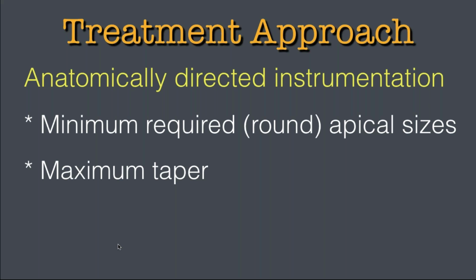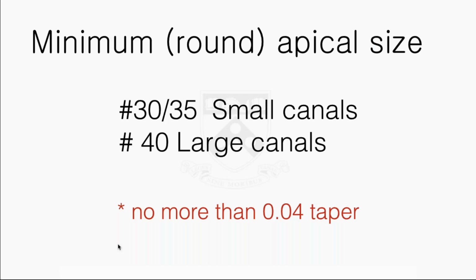We also need a maximum taper. Now, I don't mean by maximum taper a big taper. What I'm going to say is your maximum taper should not be more than 0.04 or 4% taper. Anything more than that is unnecessary and unnecessarily weakens the root. So I'm going to go to the conclusion and then talk about the reasons for the conclusion.